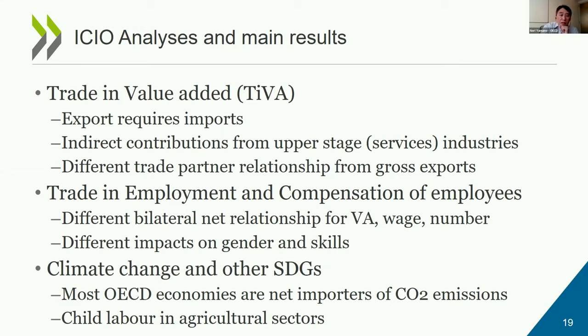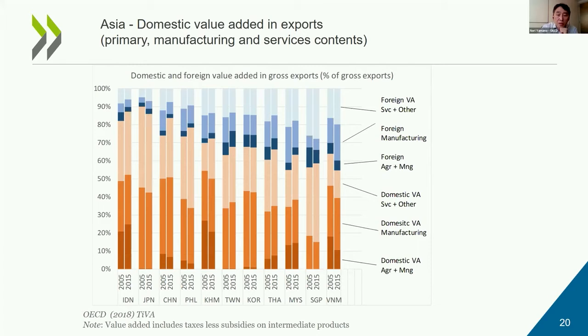And then we have other applications such as trade and employment, compensation of employees in similar ways. We can have a value-added relationship to that. And we also recently expanded these employment and jobs indicators into gender and skill dimensions, so that can complement the analysis. We also have some other SDG indicators on carbon emissions, and we are going to publish a new report on that soon, and also some other SDG indicators. So this is one example of the TIVA. But let me go to the next.